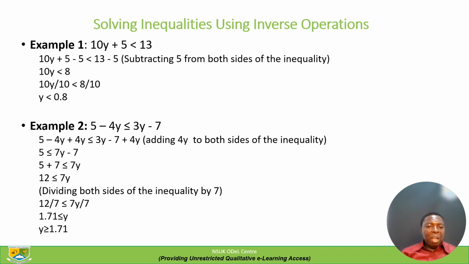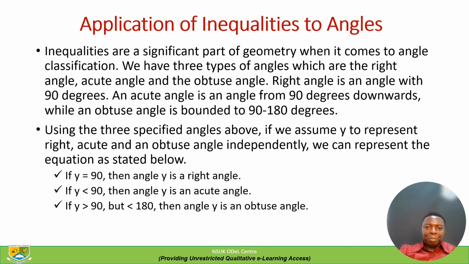So we now have 5 plus 7 less than or equal to 7y. 5 plus 7 gives you 12, which is less than or equal to 7y. So divide both sides of the inequality by 7. What will be left is 12 over 7 less than or equal to 7y over 7. So you end up having 1.71 less than or equal to y. So y is greater than or equal to 1.71.